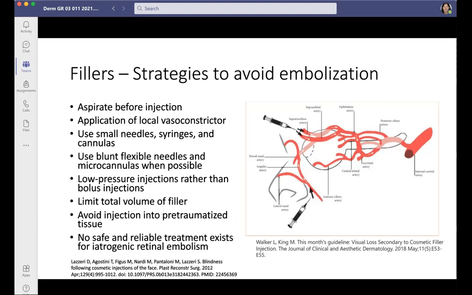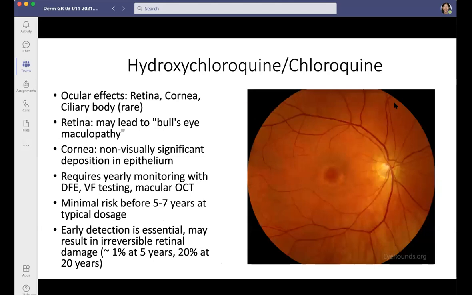If you call in ophthalmology, we can do an anterior chamber paracentesis, which is when we put a small needle in the eye and try to drain the fluid to decrease the pressure. There have been some case reports of hyperbaric oxygen treatment helping, but really there's not a consistent treatment that's been shown to help bring the vision back once that embolization has happened. And so this is really something to be careful about, since it is a very severe ocular sequela for a cosmetic procedure.